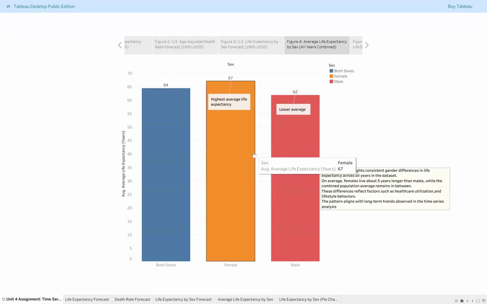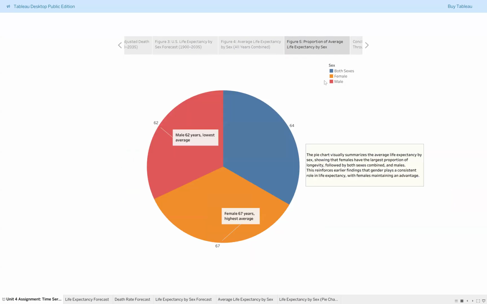Okay, average life expectancy by sex. This bar chart summarizes the average life expectancy by gender over the full data set. We can clearly see that females average about 67 years, whereas males average about 62 years. This reinforces the earlier time series findings and gives a clear visual comparison of gender-based lifespan differences. Now let's move to the last one.